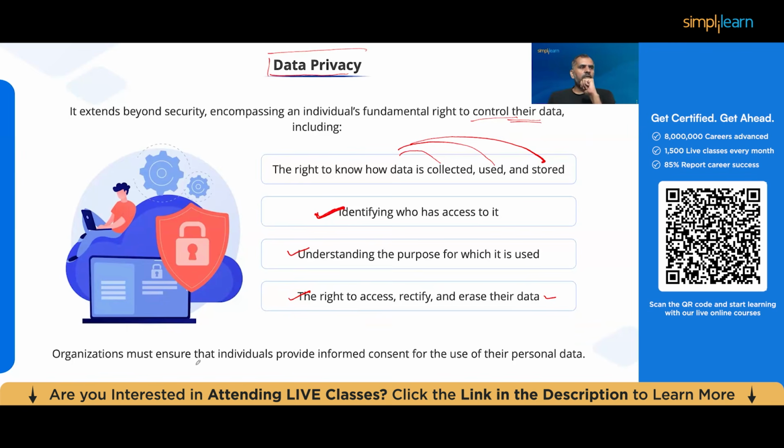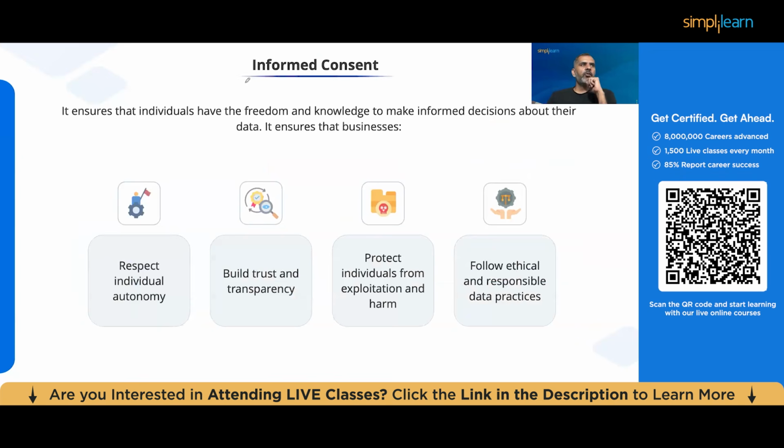An organization needs to ensure that individuals provide informed consent to the use of their personal data. This is something you need to have built in, guys. Finally, we talk about informed consent. When we collect data, consent needs to be taken. You have to respect the individual's autonomy. If they are not ready to share, that's their choice, and they are not going to share. But whenever you are collecting data, you have to take proper consent.